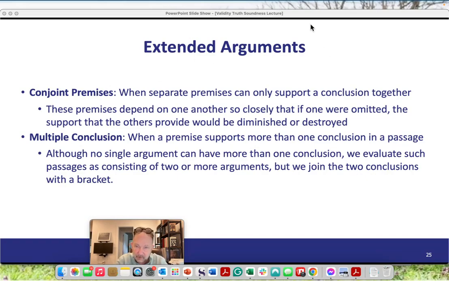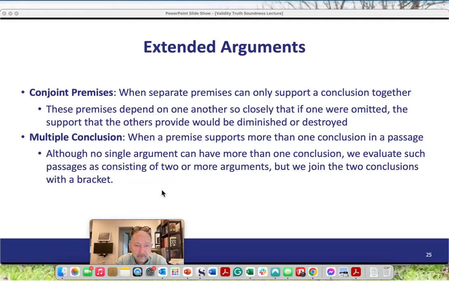Conjoined, and so there's one thing to look at with extended arguments. So conjoined premises are when premises can only support a conclusion together. So in other words, if one of the premises is missing, the conclusion can't really be correct. So take the smoking one. That one does not have conjoint premises, right? You could pick two of those, and you'd still be making a good argument that smoking is unhealthy. Same with the rainforest example. So we'll see some examples of conjoint premises to come.